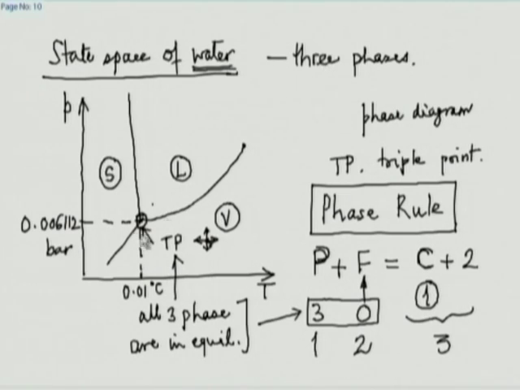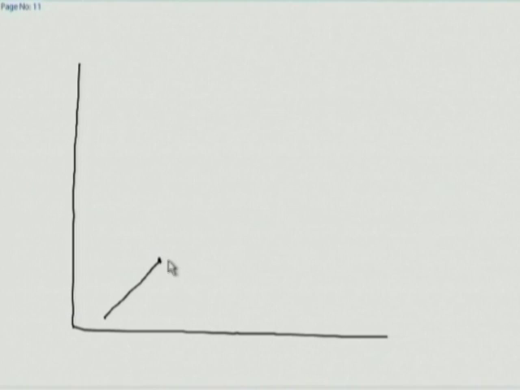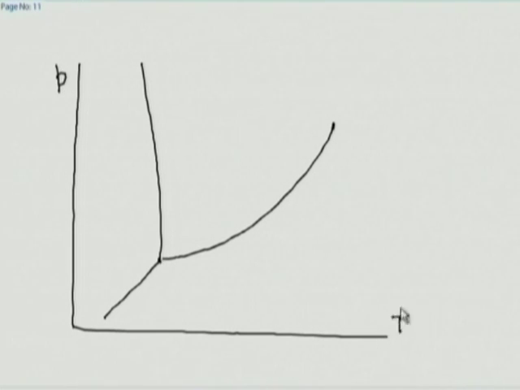Now let us come to these three lines. These are known as the phase separation line, interphase lines, or simply phase lines. Let me draw this clearly again on another page. This has become slightly too much, it is almost straight, slightly inclined. Solid, liquid, vapor.